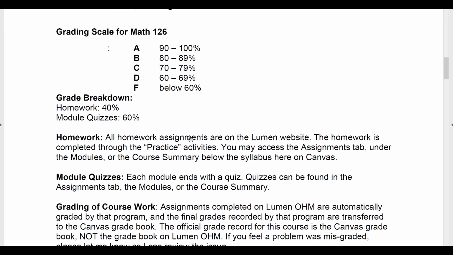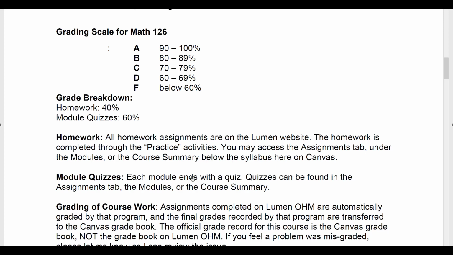All homework assignments are on the Lumen website, but we can do it through Canvas. The homework is completed through the practice activities. You access the assignments tab under the modules or the course summary below the syllabus on Canvas.